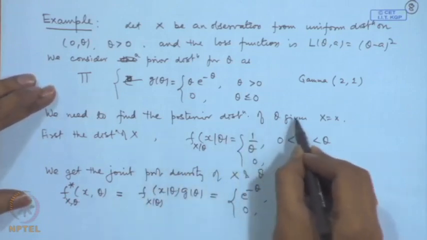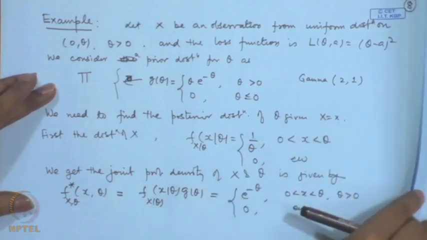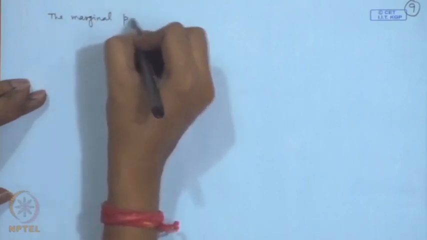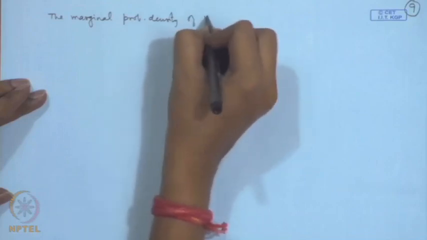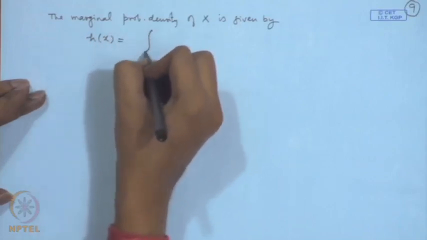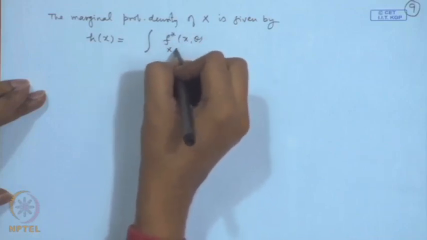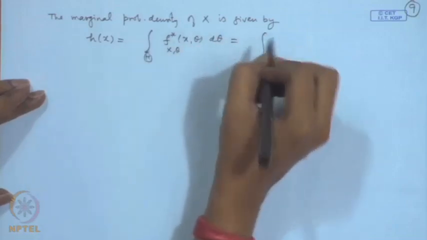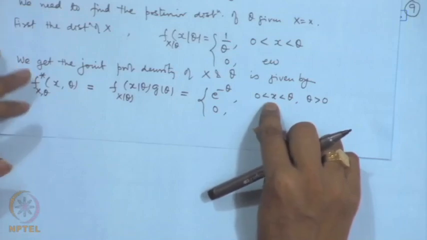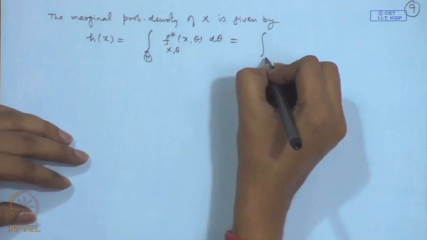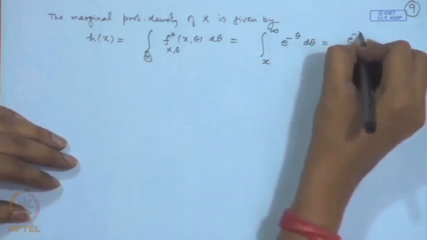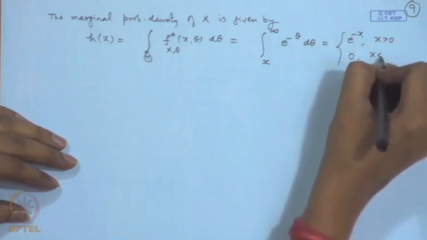In order to calculate the posterior distribution of theta given x, now I need the marginal distribution of x. So, the marginal probability density of x is given by, let us use the notation h of x, that is the integral of f star of x, theta with respect to theta. Now, here if you look at the joint distribution, the joint distribution is e to the power minus theta when theta is greater than x, at other points it is 0. So, this will become the integral from x to infinity of e to the power minus theta d theta. So, this is naturally equal to e to the power minus x for x greater than 0, and it is 0 for x less than or equal to 0.